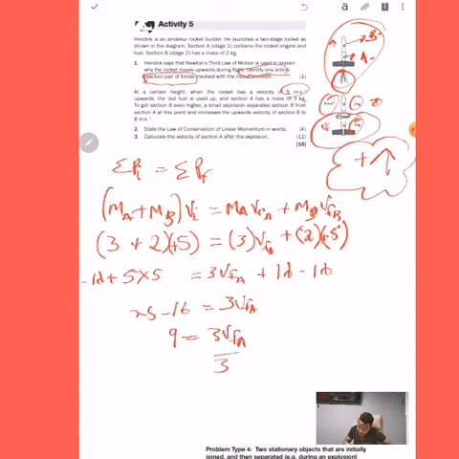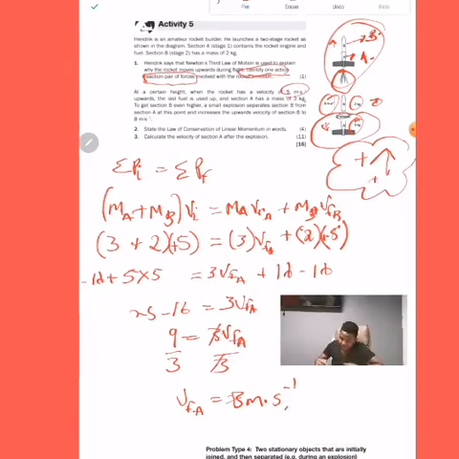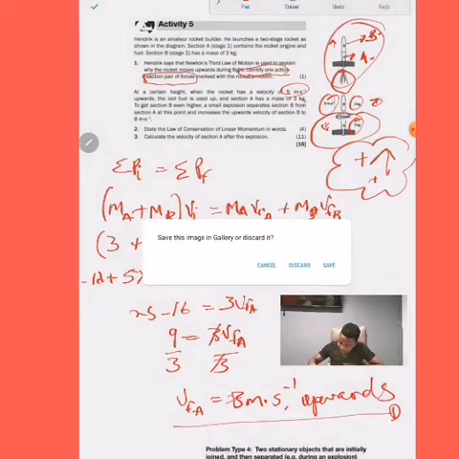Then we will divide on both sides by 3. Then our VFA is equal to 9 divided by 3. That is 3 meters per second. And as we are getting a positive answer here, we can come to a conclusion that our section A is still moving upwards. So that was problem type number 3.